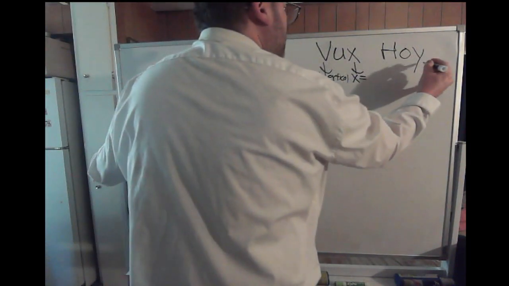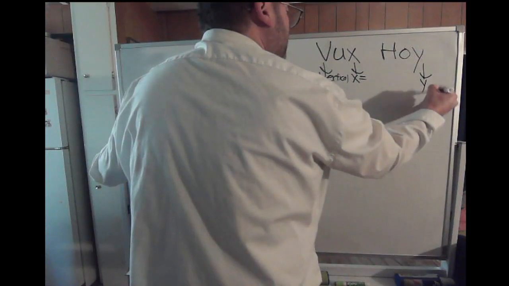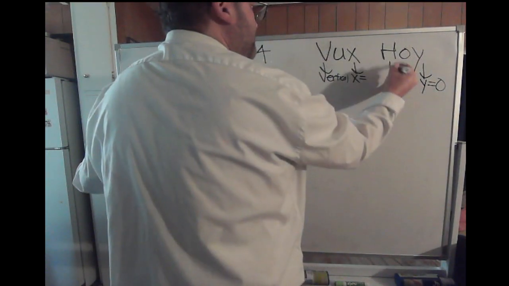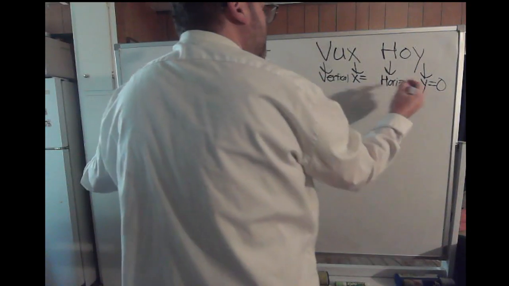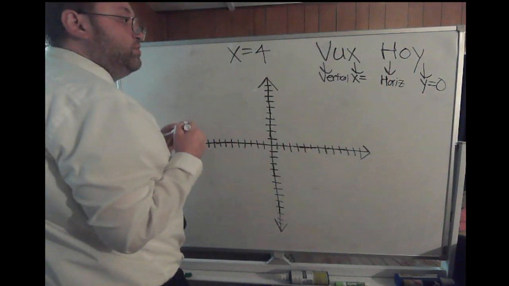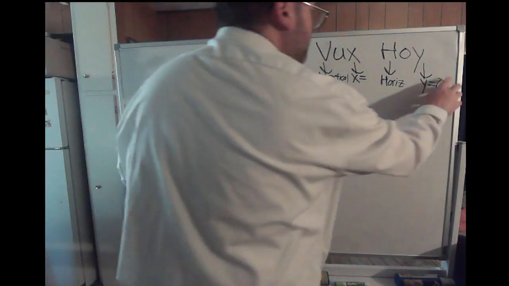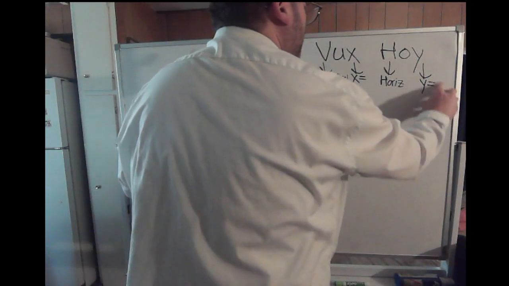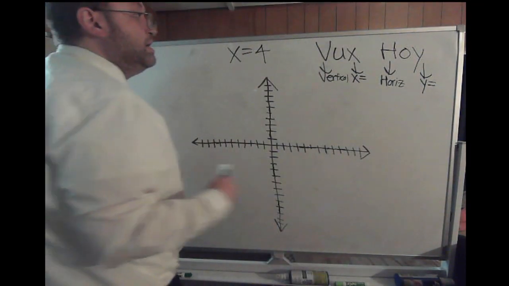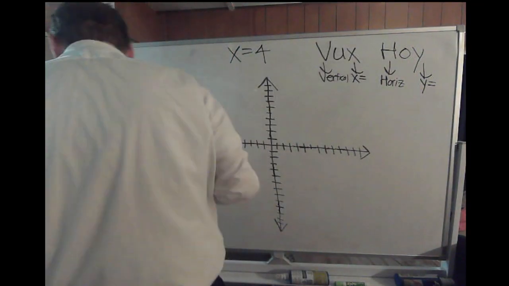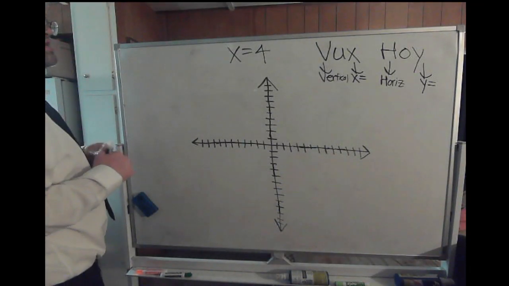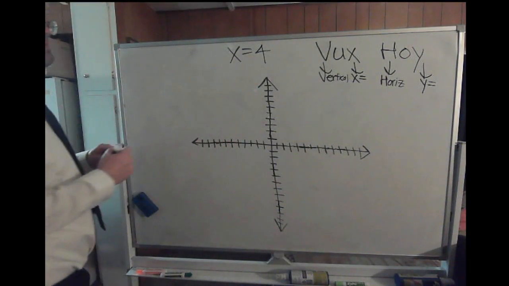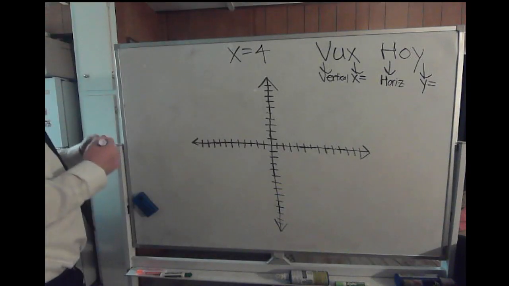We'll touch on HOY here real quick. When you have y equals, just y equals something, that means a horizontal line. That's a horizontal line when you have y equals something. That could be anything. Y equals, okay. We'll touch on what that O means in the next lesson. So if you just have x equals something, it's going to be a vertical line.